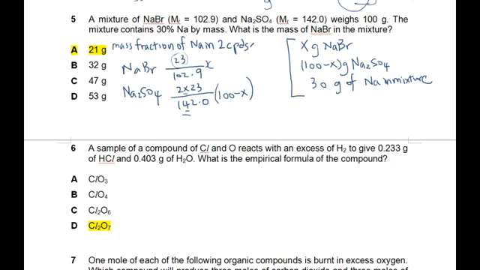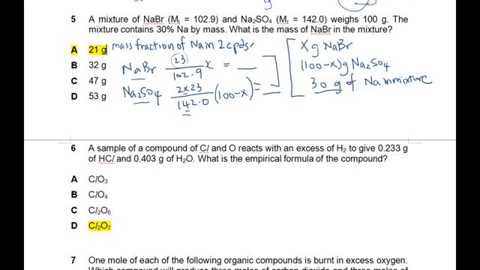This will give us two values. These two values are going to be the mass of sodium in the mixture contributed by sodium bromide and sodium sulfate respectively. If we add these two numbers together, we should get the total mass of sodium in the mixture, which we already have, which is 30 grams.